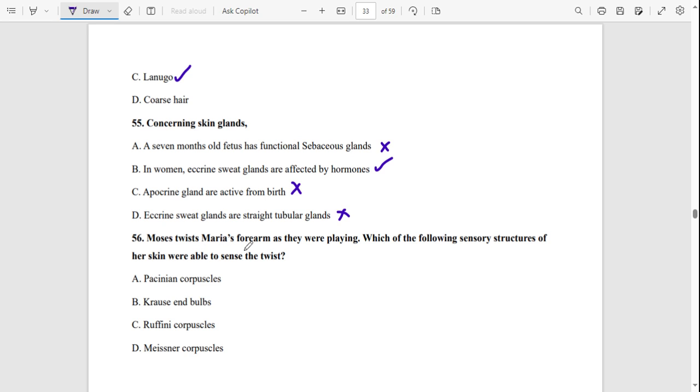Moses twists Mary's forearm as they were playing. Which of the following sensory structures of her skin were able to sense the twist?